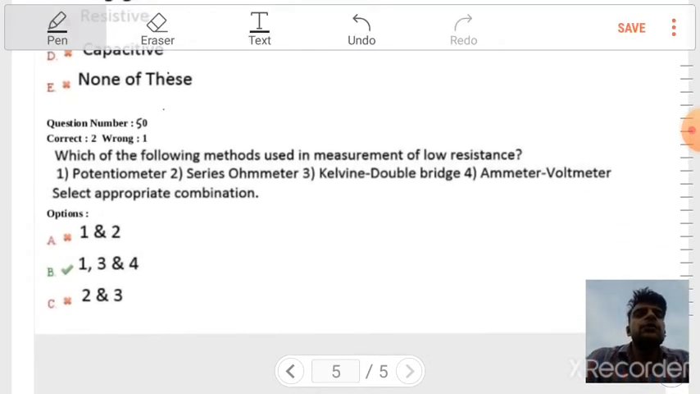Which type of method is used in measurement of low resistance? Potentiometer, series ohmmeter, Kelvin double bridge, ammeter, voltmeter method. So 1, 3 and 4 are correct. Potentiometer is used, and Kelvin double bridge and ammeter voltmeter method are used for low resistance measurement.